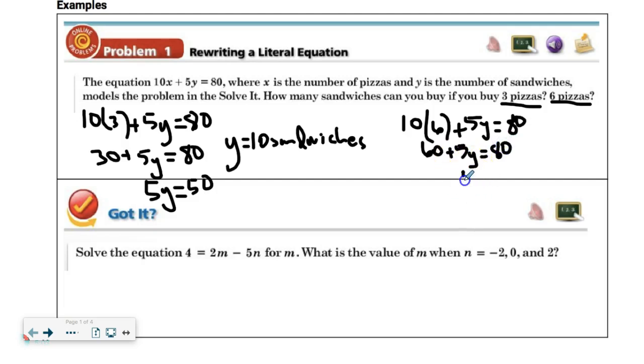Subtract both sides by 60, that gives me 5y equals 20. Divide both sides by 5, that gives me y equals 4 sandwiches. So typically that's what happens with these, as one variable increases, the other one's going to decrease, or vice versa. This is 4 sandwiches for the second part.